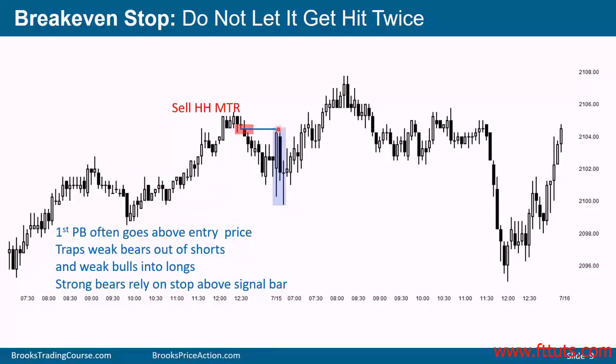Very common for the first reversal up to go up to the low of the sell signal bar, which is one tick above your entry price. You enter one tick below that bar. And it's very common for the pullback to hit your entry price and stop you out if you have a break-even stop. Strong bears, if they're expecting a major trend reversal, they'll rely on their stop above the top of the bear trend, allowing for the possibility that this is simply a test of the breakout price, a test of the entry price, trapping weak bears out.